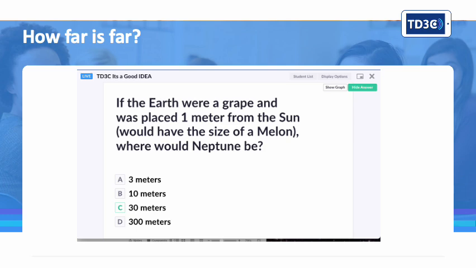And the answer is 30 meters. We are using a meter here as if it was what we call an astronomical unit. It's the distance between the Earth and the sun. And they will have a sense of, wow, this is really big. If we think that we have to walk 30 minutes to reach the end of the solar system, if the Earth has the size of a grape and the sun has the size of a melon. And they will be intrigued by that.